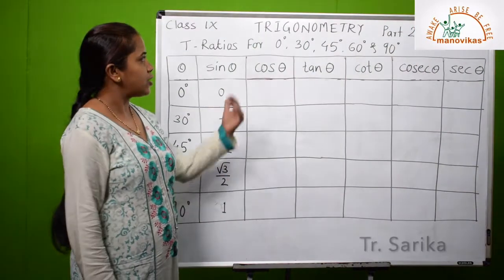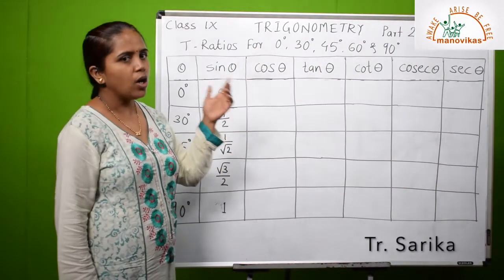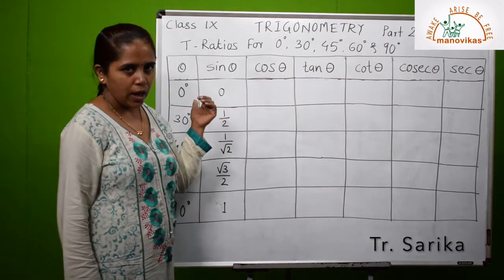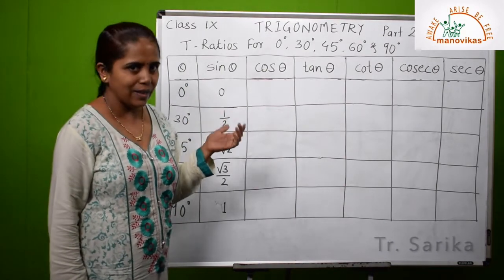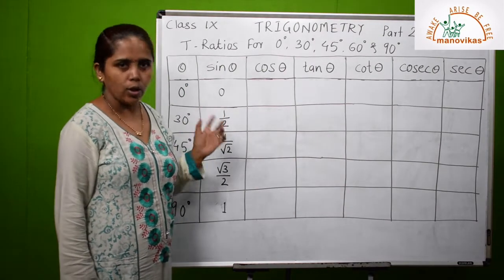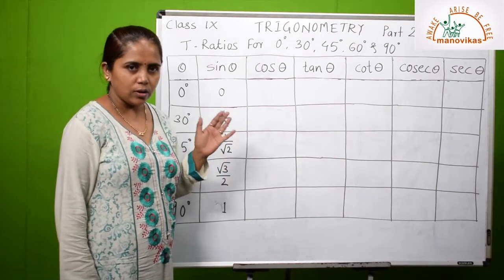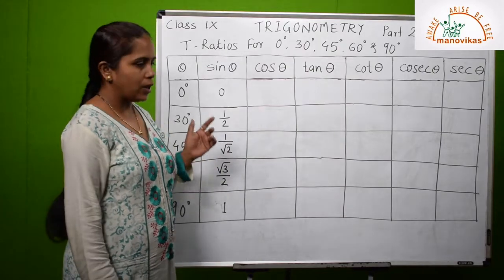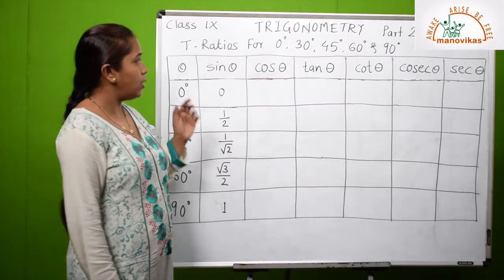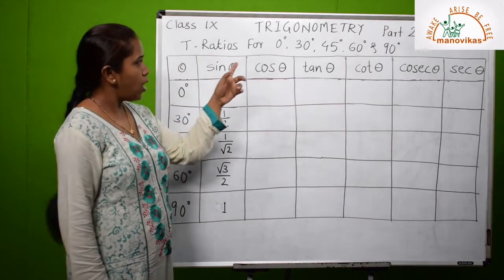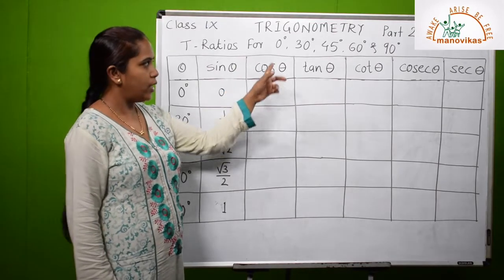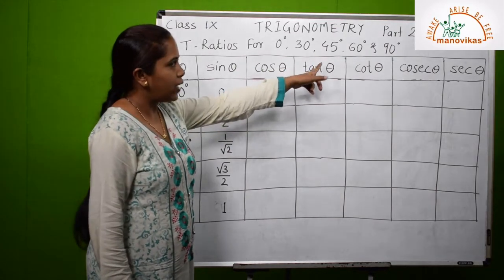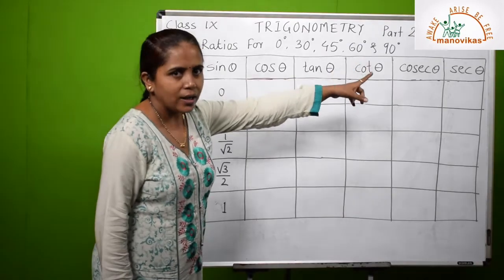Today's topic is trigonometry part 2 for class 9th. In the previous video, I have explained what the trigonometrical ratios are, and the relations between the trigonometrical ratios. Now in part 2, I am going to explain the trigonometric ratios for angles 0 degree, 30 degree, 45 degree, 60 degree and 90 degree.